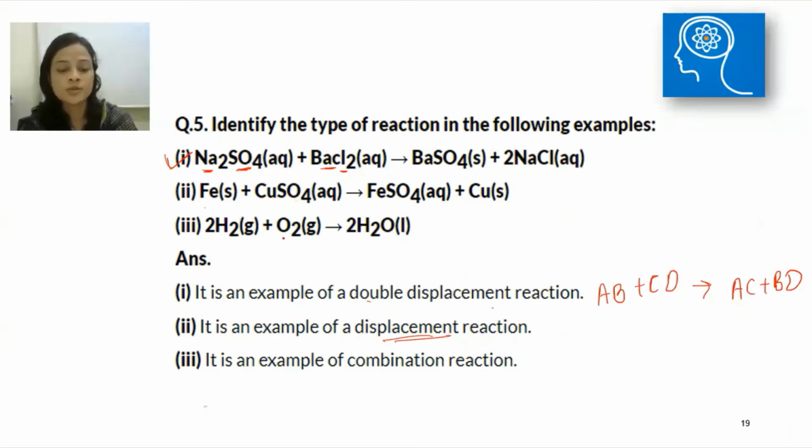Secondly, 2H2 gas plus O2 gas gives 2H2O. This is an example of A plus B gives AB. Here the combination of hydrogen and oxygen takes place. So this is an example of a combination reaction. Got it?